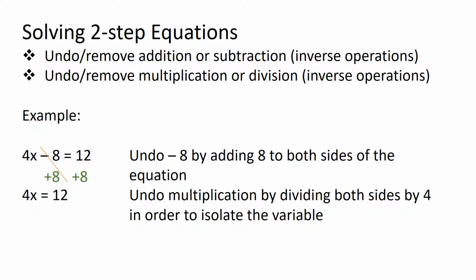4x is multiplication, so the opposite of multiplication is division. So in order to get x by itself, I need to divide both sides by 4. When I do that, 20 divided by 4 leaves me 5, so x equals 5.